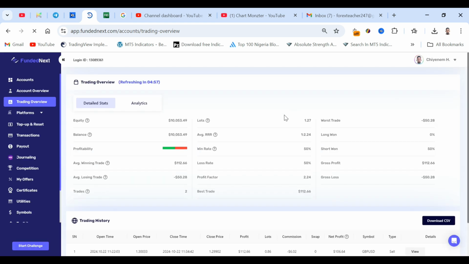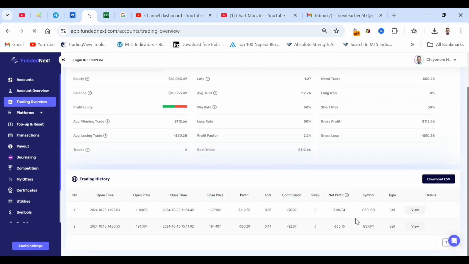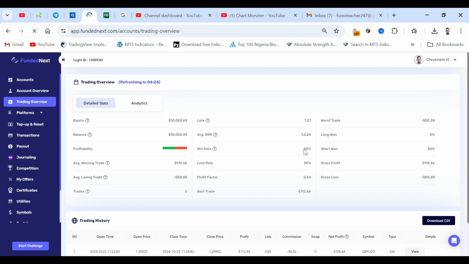Okay, so this is the trade overview, and that's on GBPUSD. These are the two pairs I've traded on this account. I traded GBPUSD, and the profit was $112, and the net profit was 106%, and they took $6 commission, and it was a sell. I sold the market, as you can see right here. The win rate is just 50% because I've only taken 2 trades. I won 1 and lost 1. Now my risk to reward was 1:2, as you can see over here, 1:2.